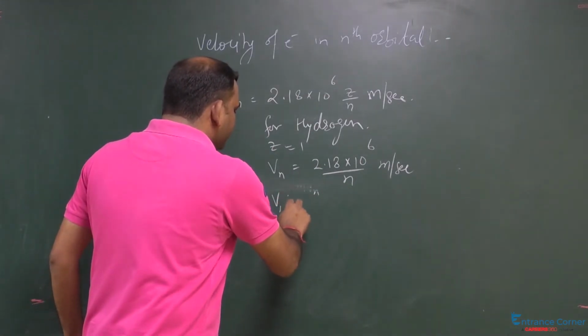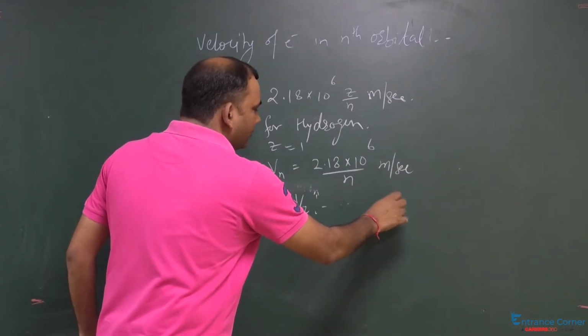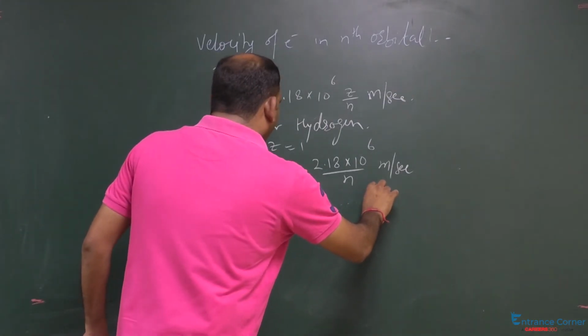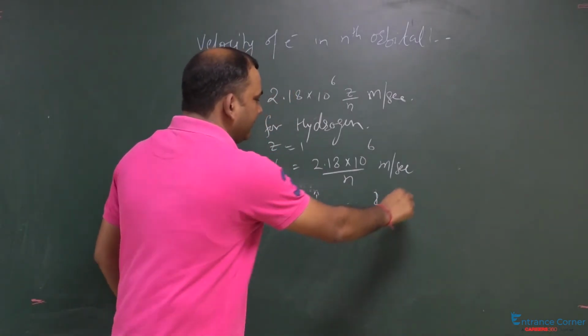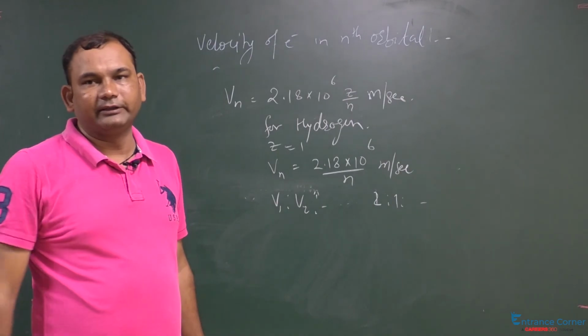So, V1 to V2 and so on is equal to 1, 1 by 2, like that. So, we can calculate this, right.